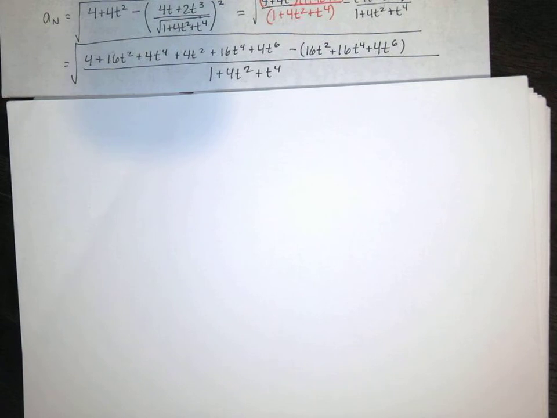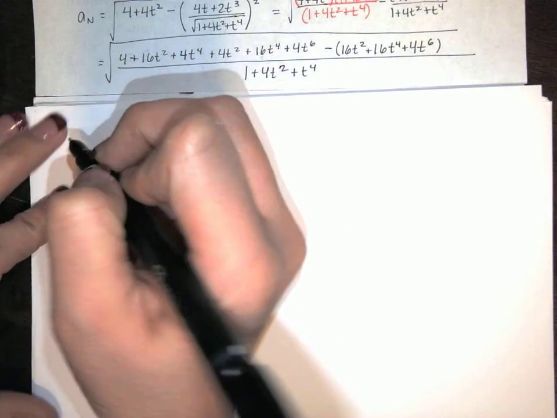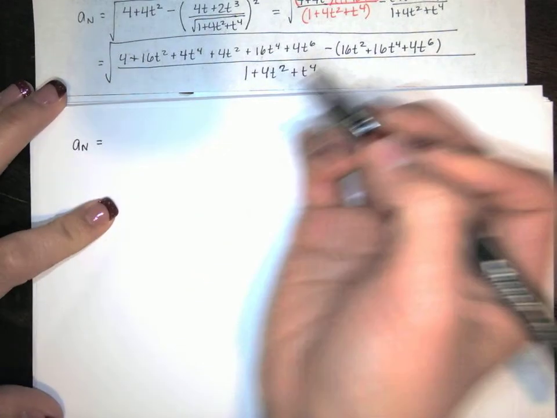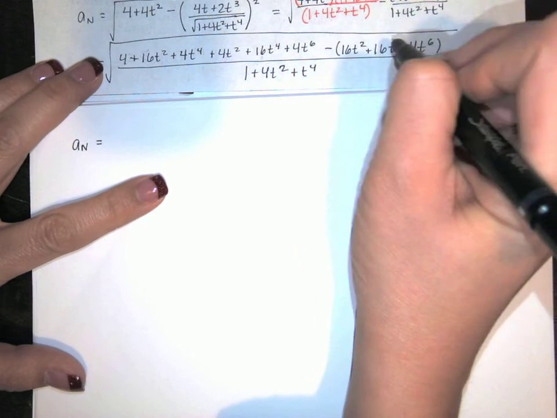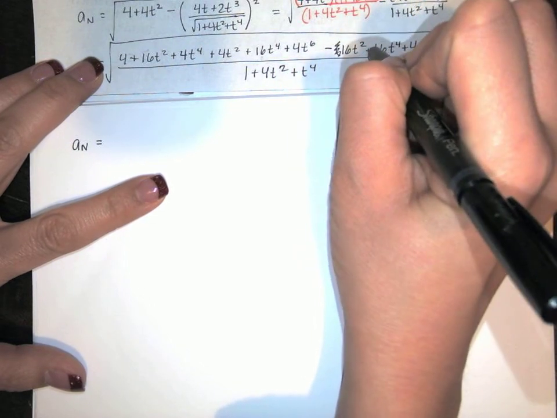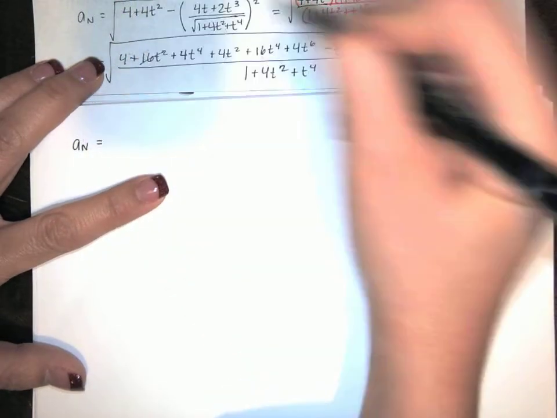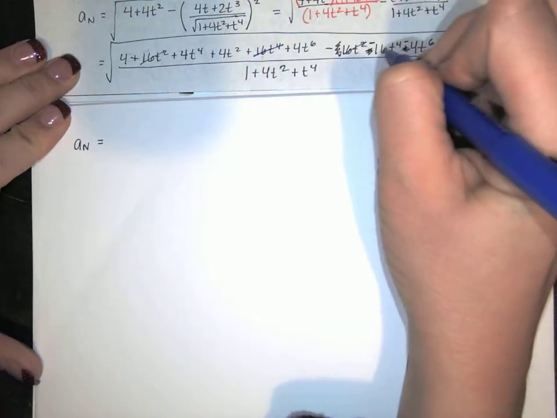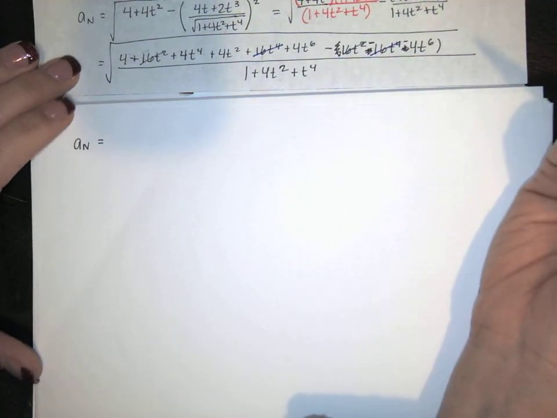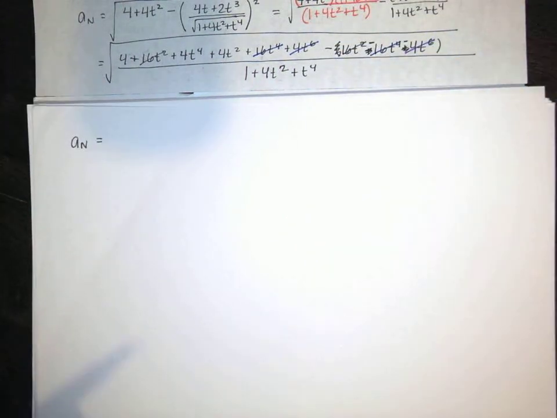We're in the home stretch now, almost there. All right, a sub n is, and I'm looking for cancellations. I see that 16t squared. If I distribute this negative over here, it's going to change that sign and that sign. It's going to make that a negative and that a negative. So 16t squared minus 16t squared, those are gone. And then we have this 16t to the 4th and a negative 16t to the 4th. Those are gone. And then this 4t to the 6th and a negative 4t to the 6th. So those are gone.